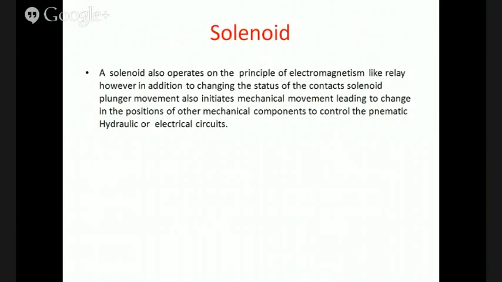Solenoid. A solenoid also operates on the principle of electromagnetism like a relay. However, in addition to changing the status of the contacts, the solenoid plunger movement also initiates mechanical movement, leading to change in the positions of the other mechanical components to control the pneumatic, hydraulic or electric.